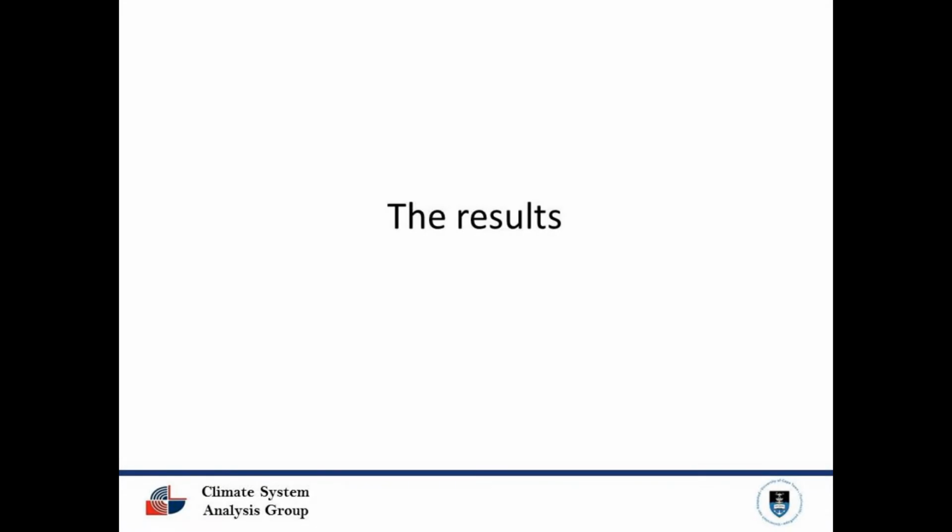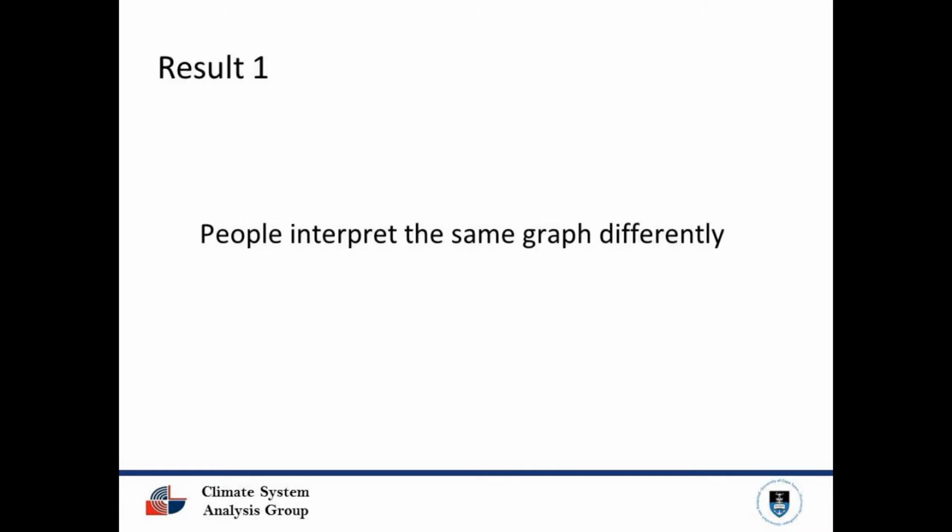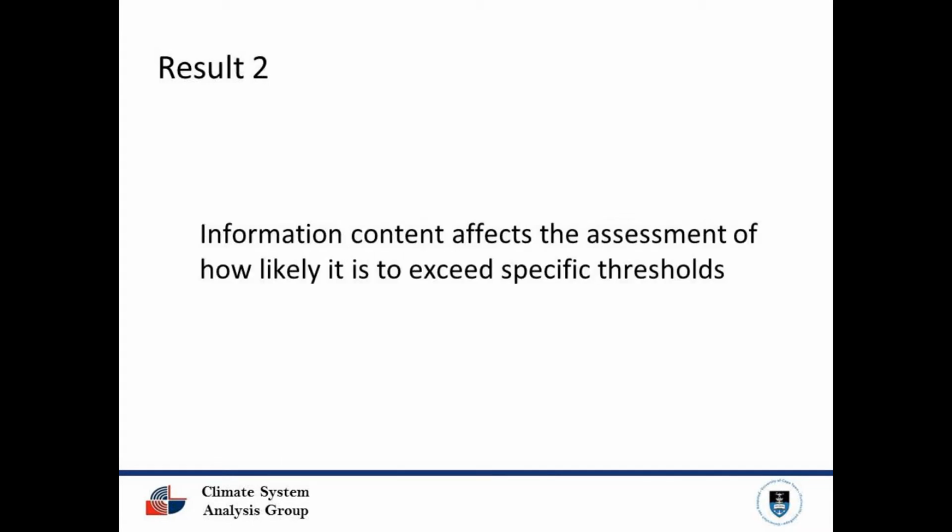So let's take a look at some of the results from the survey. So before I look at the results in terms of the data that was captured, I want to just give you the qualitative messages that come out of this survey. And the first result that we have is that people interpret the same graph differently. And the second result is that information content affects the assessment of how likely it is to exceed specific thresholds. And this is a specific result relating to the observation data that was captured.